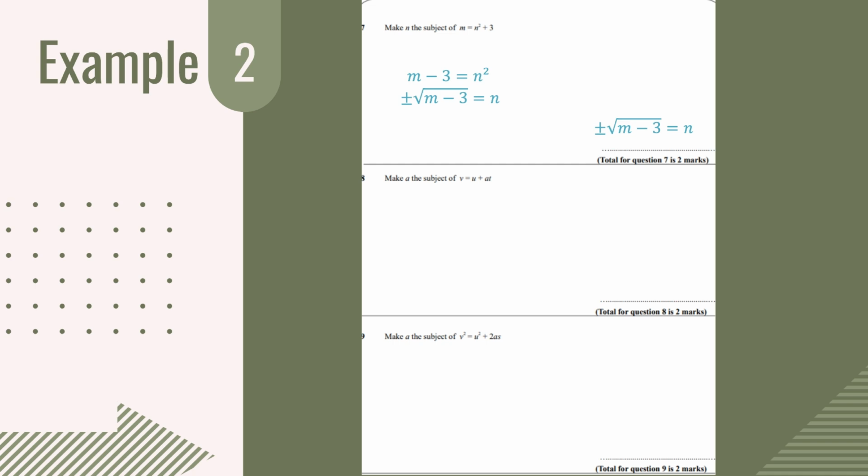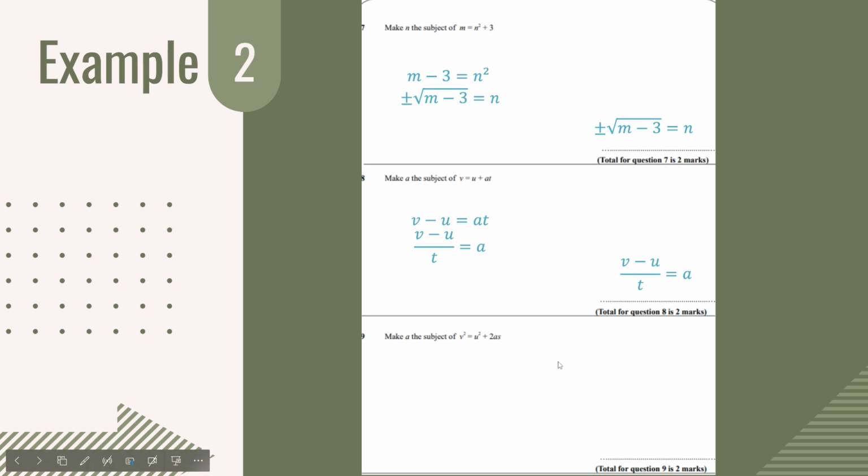For our second question, make a the subject of v equals u plus at. First, we minus u from both sides to get v minus u equals at. Now, as a and t are together, we can't minus t because they're not separate things. However, because they're now together, we'd have to divide. Because if we had t on the other side and we times by t, it would become at. So we do the opposite. So our final answer would be v minus u, divided by t, equals a.